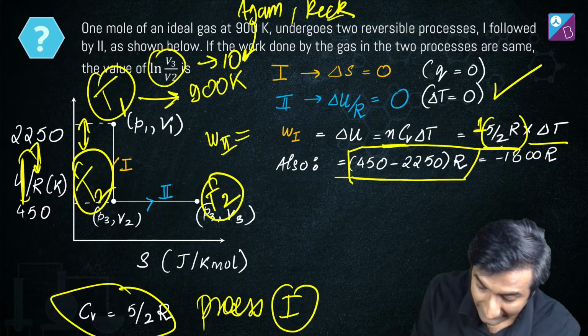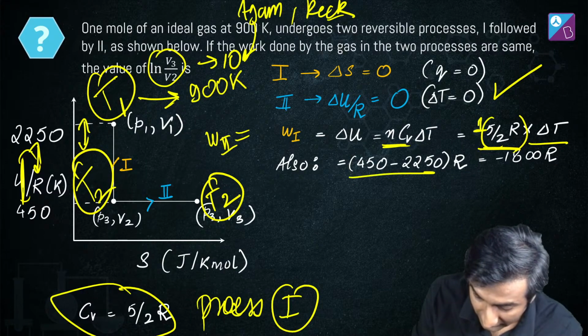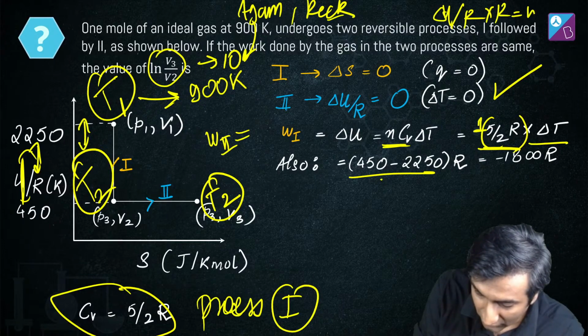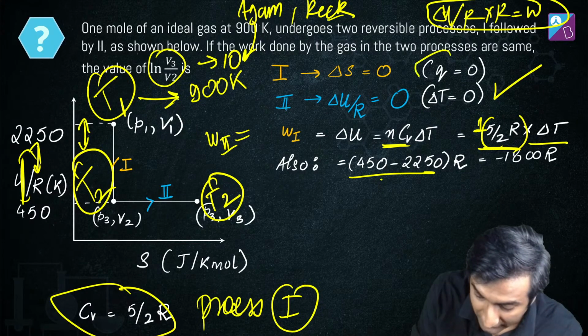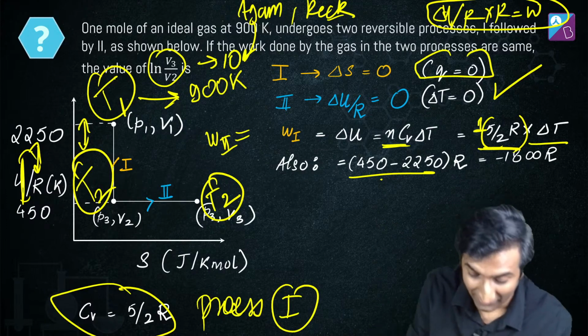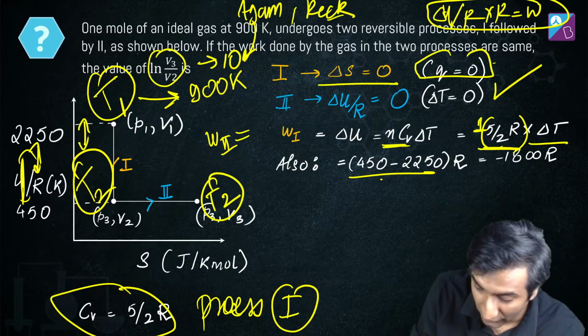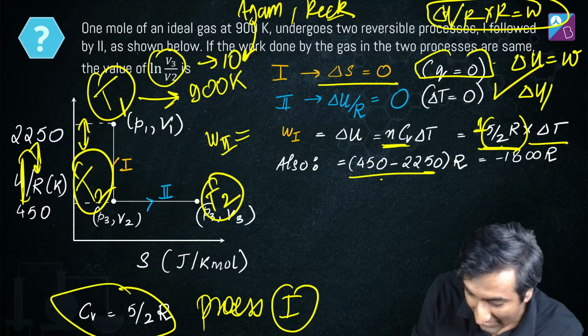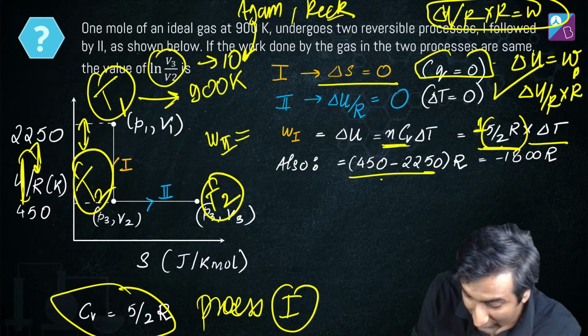So this whole thing, delta U by R into R, gives you the work done, right? Because Q is 0. Beautiful, isn't it? If delta S is 0, Q is 0, that means delta U is going to be equal to W. So delta U by R into R is going to be equal to W.